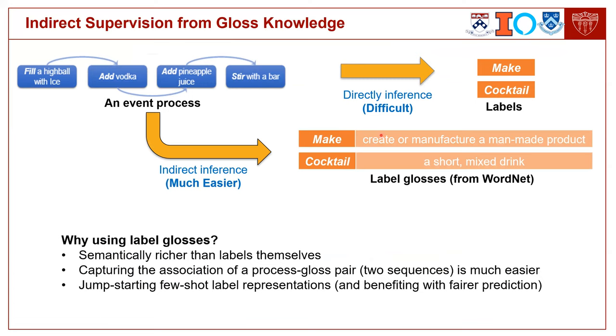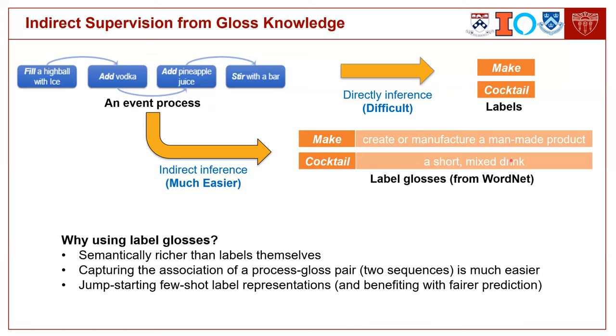We propose a practical form of indirect supervision based on gloss knowledge. The gloss knowledge is, for example, when you go to WordNet, you see word sense definitions of verbs and nouns. We term them a kind of gloss knowledge. By using gloss knowledge as indirect supervision, that is to say, given an event process, instead of just trying to infer the label itself, we let the model infer the correct WordNet definition for the type labels. So this becomes similar to an NLI model, which takes the process as a premise and then infers the gloss definition as a hypothesis. The process is a premise, and the gloss definition is a hypothesis.